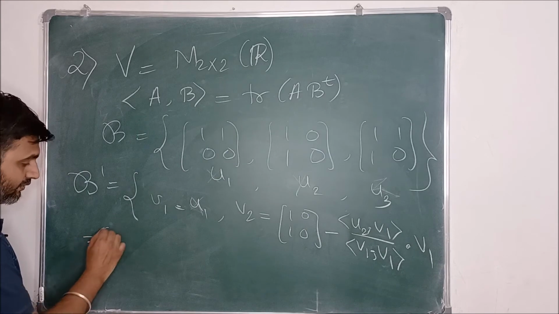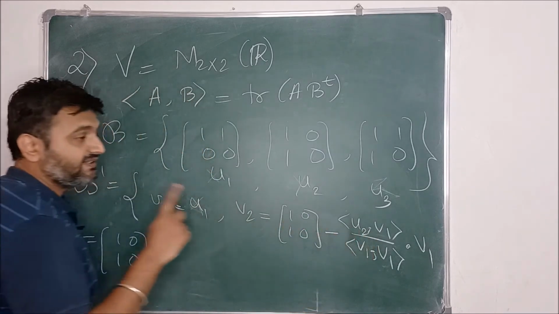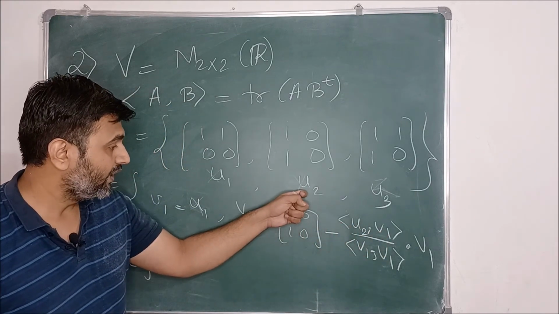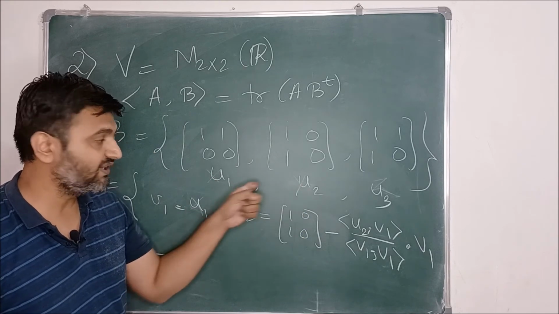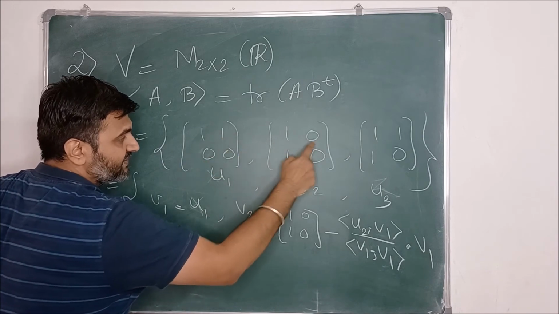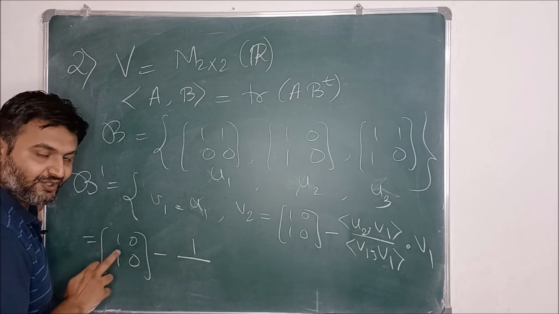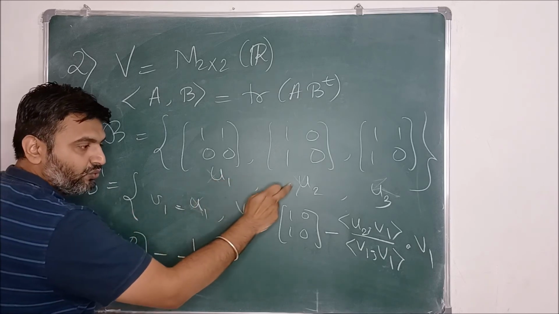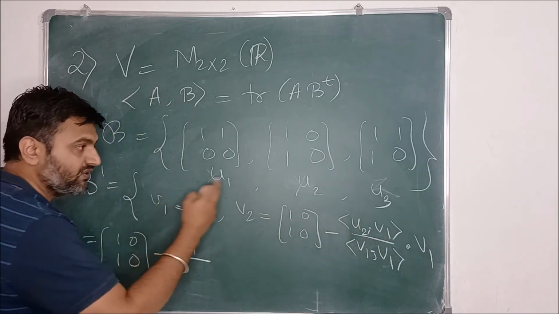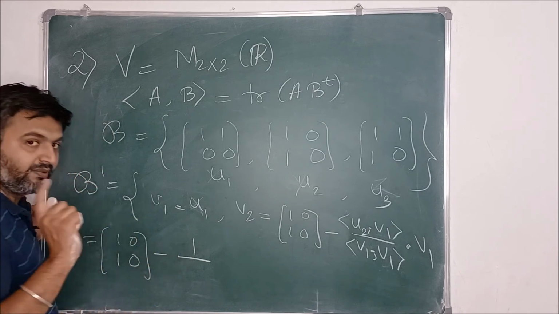Now what is this? [1 0; 1 0] minus. What is the inner product? It is the trace of U2 into V1 transpose. So U2 into this transpose. Actually it is nothing but the dot product, so 1 times 1 is 1 plus 0 plus 0 plus 0. So this is 1. If you are not sure what I just did, find V1 transpose, do U2 into V1 transpose and then find the trace. Your answer will be 1.